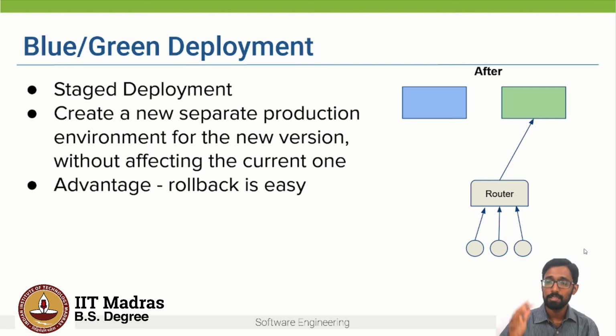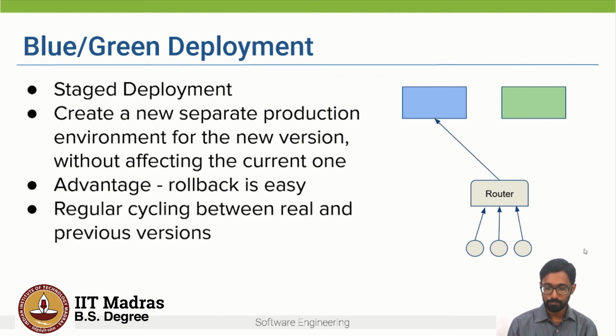Now let's say that the green environment is currently the live environment, and we want to make a new update. For the next update, we push the new update from the staging to the blue environment, and then we make a switch. In this way, the blue and the green environments are regularly cycling between the real and the previous versions.